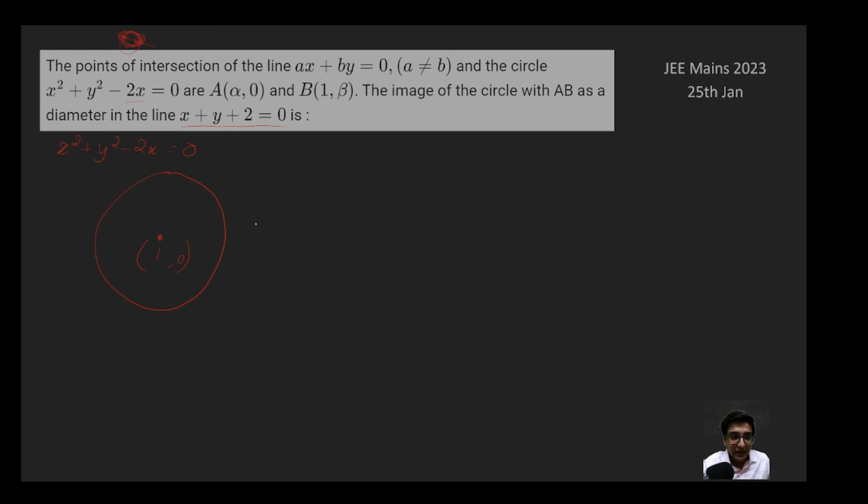And what have they told us? That there is a line. This is our ax plus by is equal to 0. And this intersects the circle at 2 points A and B. So let us try to find out what our A and B would be.